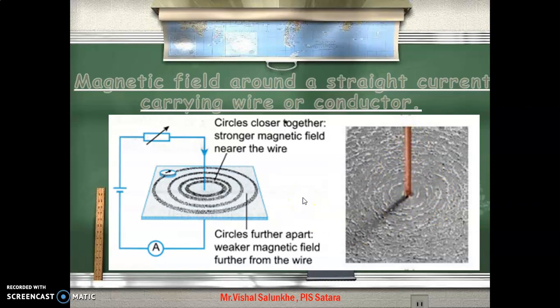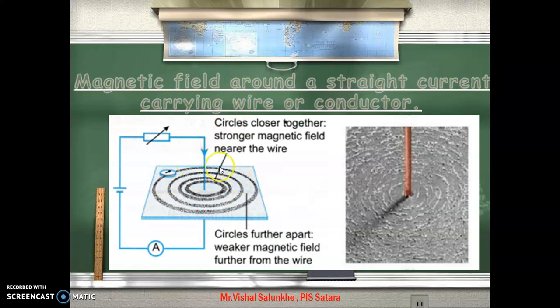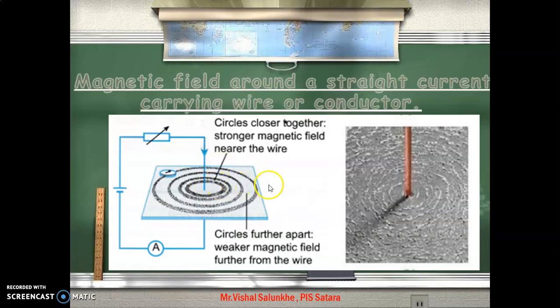Now we'll see some characteristics of the magnetic field produced due to a straight current carrying conductor. First, the shape of the magnetic field lines for a straight current carrying conductor is in the form of concentric circles. A straight current carrying conductor produces a magnetic field around it in the form of concentric circles with increasing radii. Here we can see the radii are increasing.